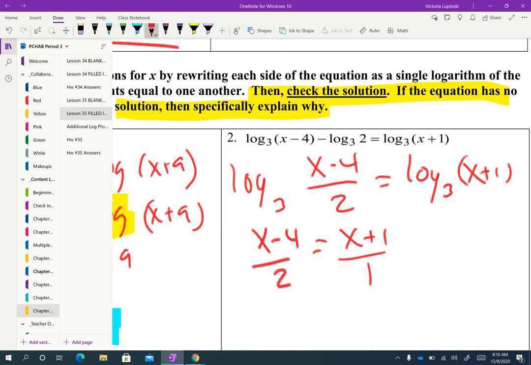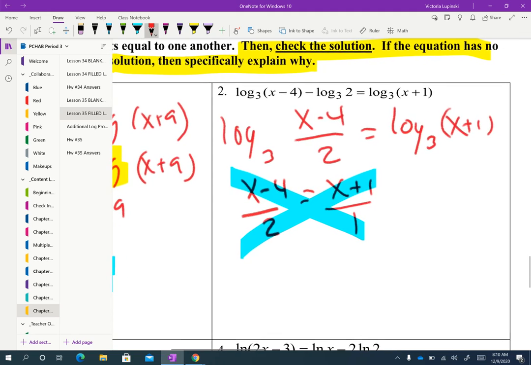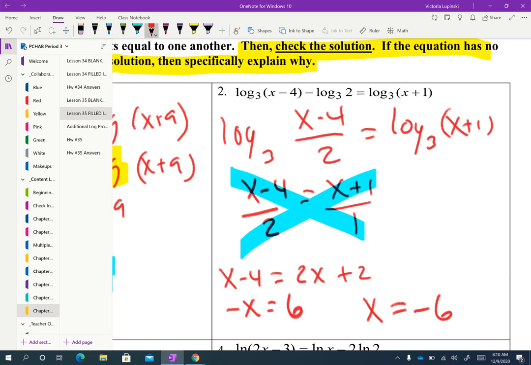That is technically x plus 1 over 1, which means you're going to go ahead and cross multiply. When you cross multiply, you would get x minus 4 is equal to distribute 2x plus 2. If you put all the x's on one side, you get negative x is equal to 6, which means, again, your potential answer is x equals negative 6.